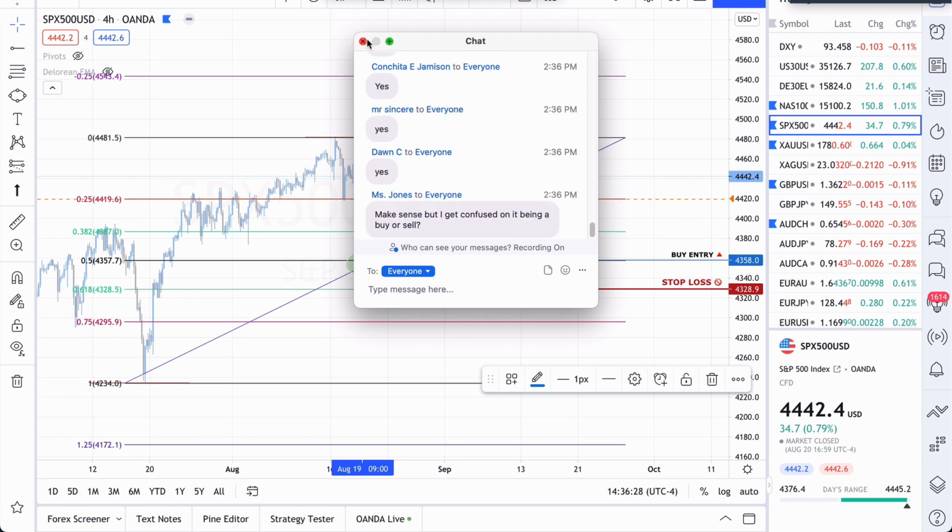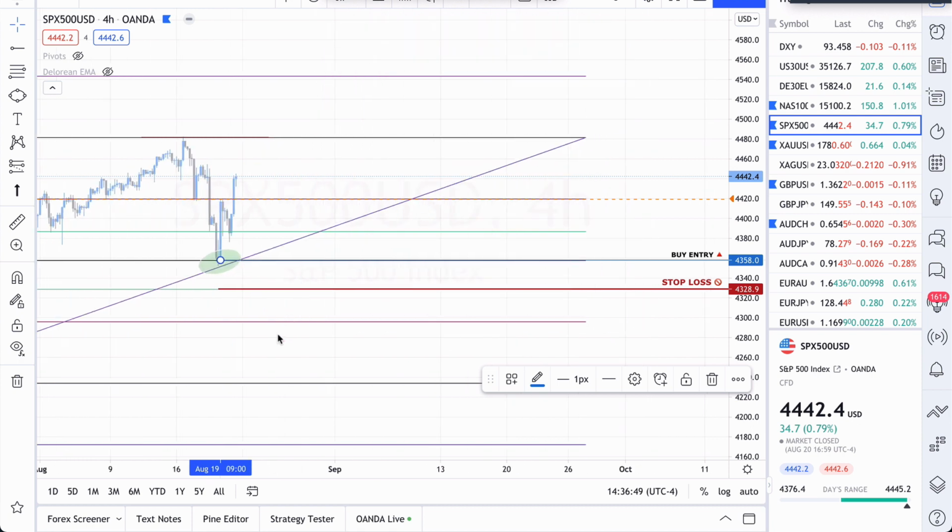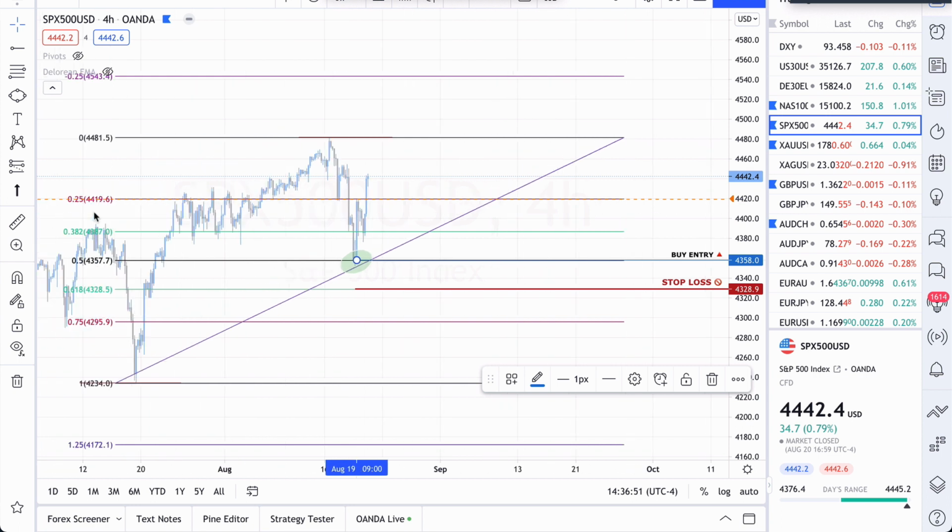Ms. Jones, I'll get to that. I appreciate that question. I don't trade much fundamental analysis because if the markets make a move based on the news, it doesn't matter what the news says. All I have to do is see what moves the market is making. And then I adjust accordingly. So in this case, I see that price did not want to break below the 50%. So I just entered at the 50%. Watch this.